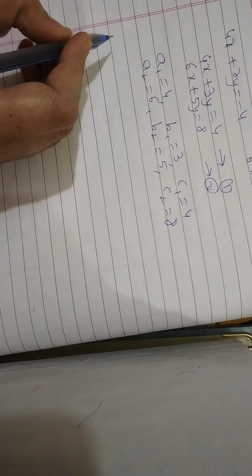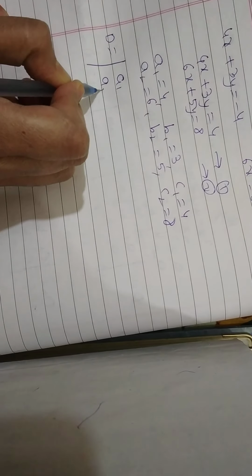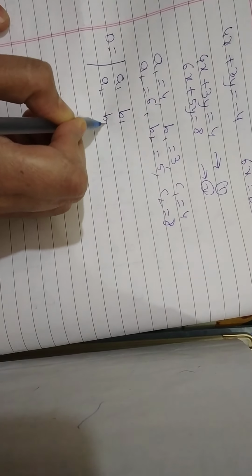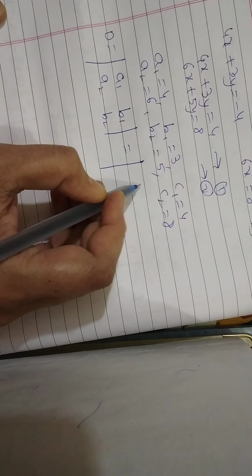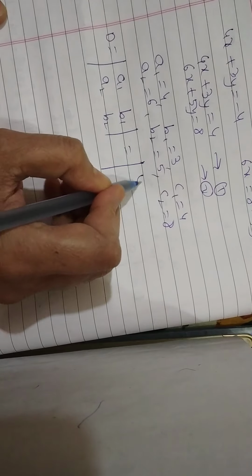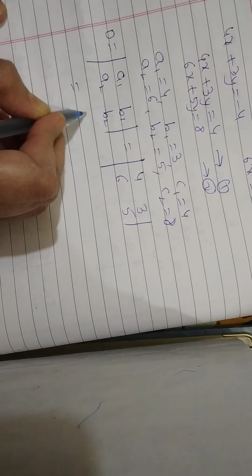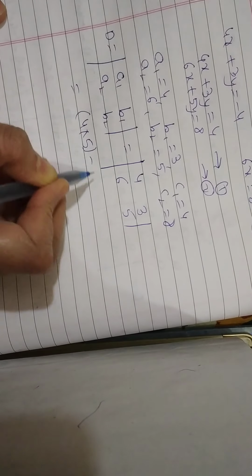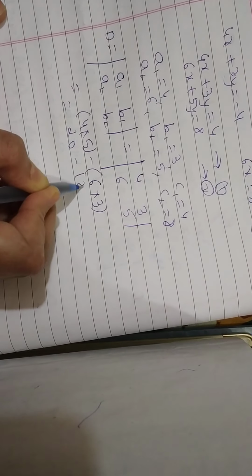Same method now. D by Cramer's rule. A1, A2, B1, B2. What is A1? 4, 6, 3, 5. Same method. 4 into 5 minus 6 into 3. 20 minus 18, that is 2.